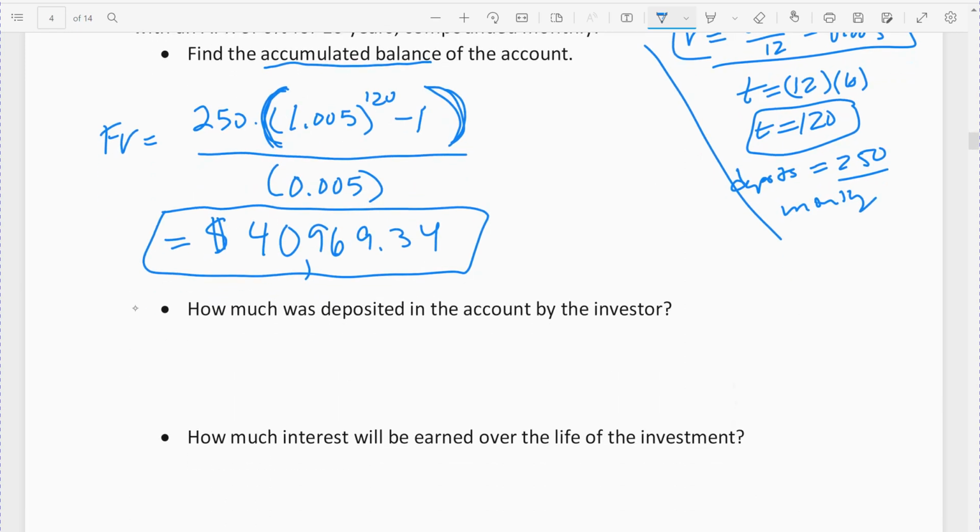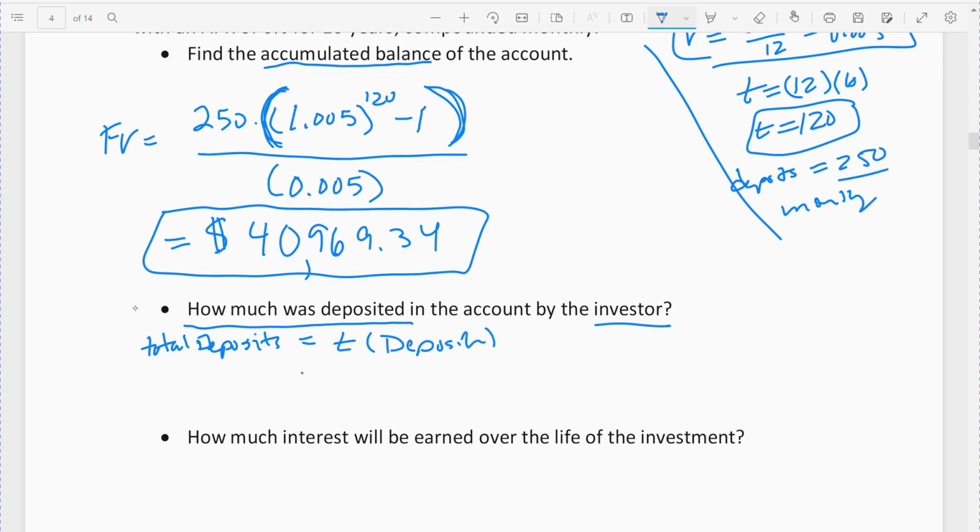How much was deposited in the account? We want to know how much was the investor's actual money, how much out-of-pocket money they actually put into the account. Well, this would be the total deposits. It's kind of like the loan case, the total payments to the loan. It's very similar to the loans. Total deposits would be T times our deposit.